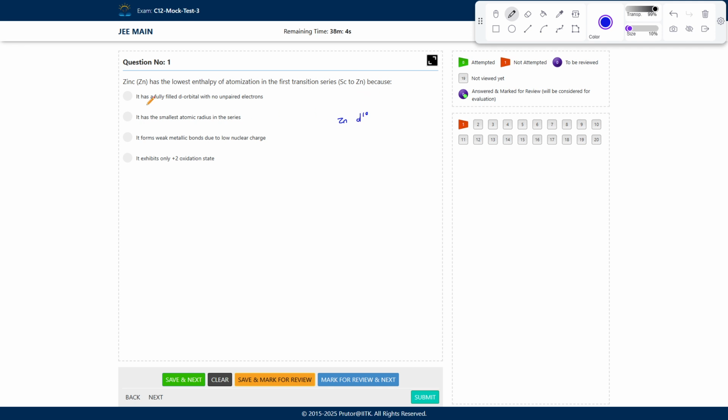Okay, so the correct answer is that it has a fully filled d orbital with no unpaired electrons, due to which it can't participate in the metallic bonding, and the metallic bonding strength it forms will be lower, so the enthalpy of atomization will also be lower. So our first option is our correct answer. Okay, let's move to our next one.